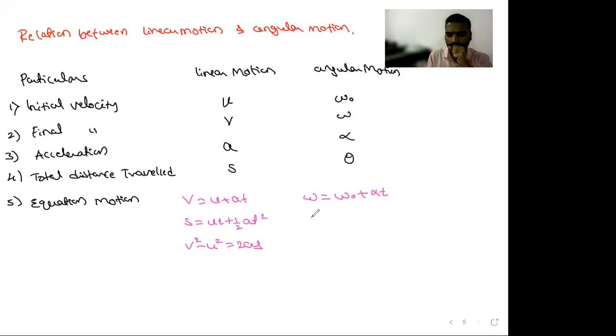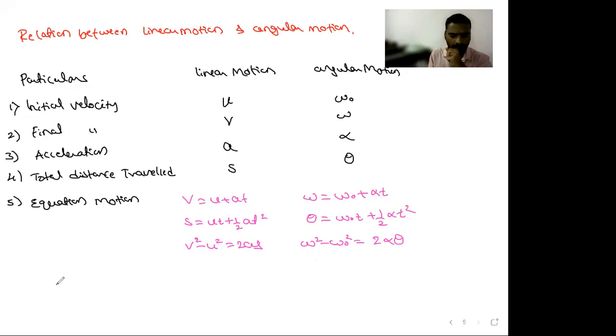Then s is equal to theta. Theta is equal to omega naught into t plus half alpha into t square. Correct? Then omega square minus omega naught square is equal to 2 times alpha into theta. Is this equation correct, all of you? Yes.